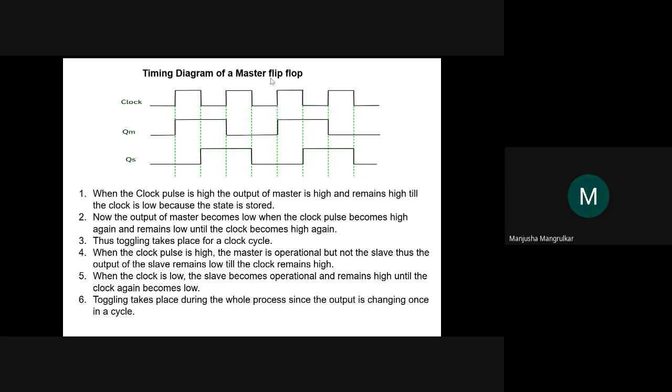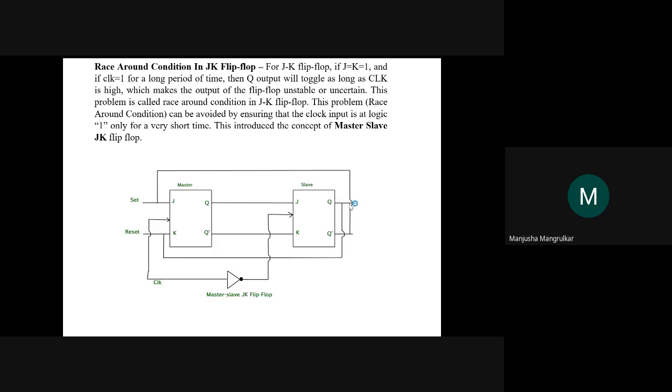This is the timing diagram of the master and slave flip-flop. This is the clock. This is Q of master, QM, and this is Q of slave, QS. We are not focusing on Q complement of master and Q complement of slave. We will focus only on Q of master and Q of slave.